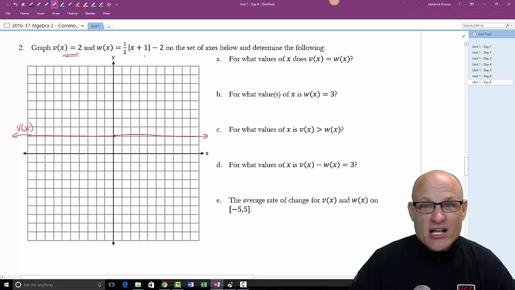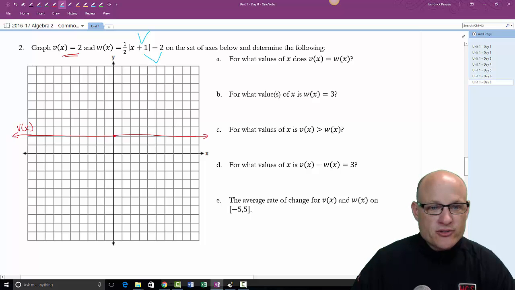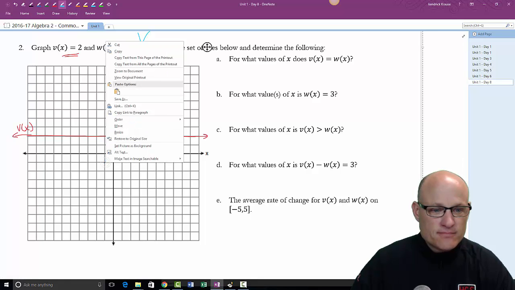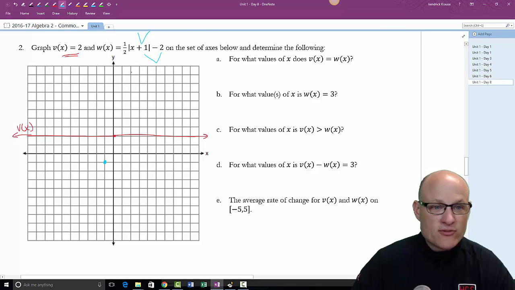This is an absolute value, and the vertex is sitting right there. We're going to go 1 unit to the left and 2 units down. And my slope, we're going up, is 2 over 1. Over 1, up 2. Over 1, up 2. Over 1, up 2.